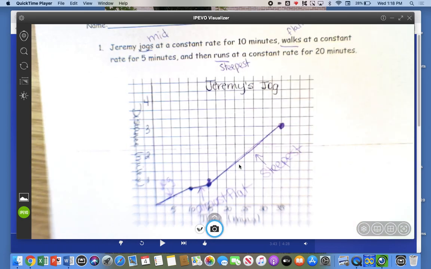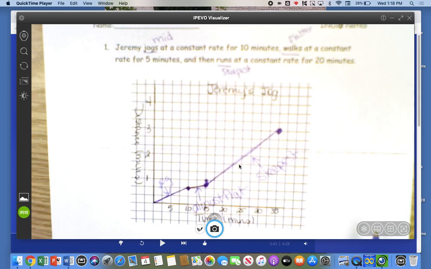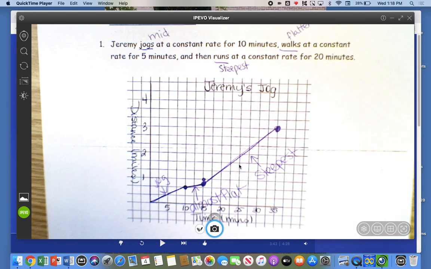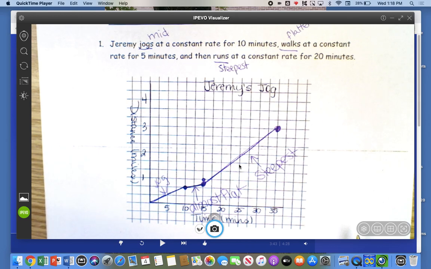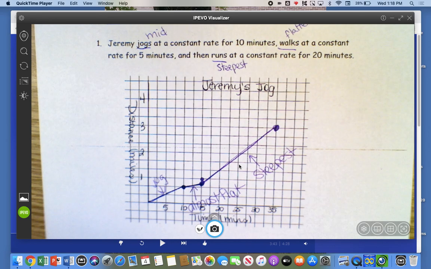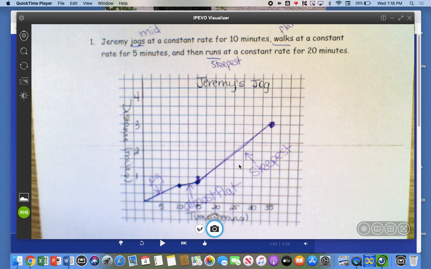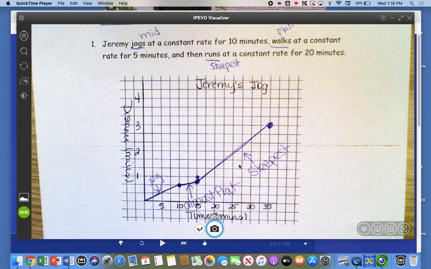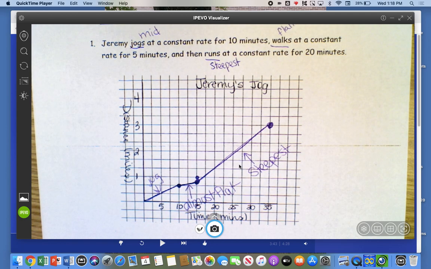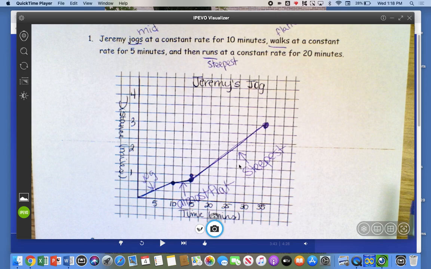So as long as I'm seeing different rates with different slopes, unless it's specified, like if it said Jeremy jogs at a rate of 1 mile in 10 minutes, then I'm going to expect you to know exactly how many miles are traveled in each time frame. But I just need you to see that you know the difference between those three.